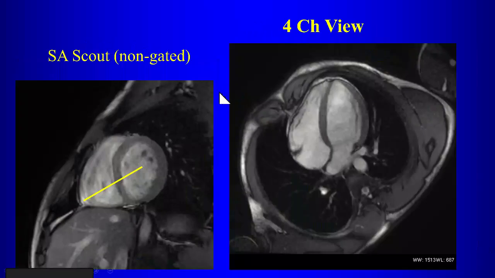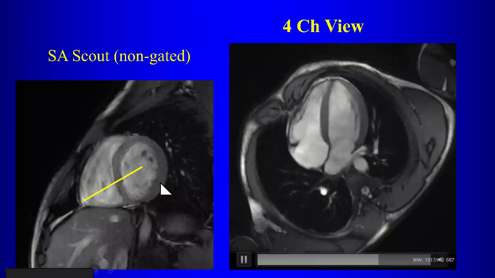Now what are we going to do? Well, if you take this particular short axis scout view, here's the left ventricle, here's the right ventricle. We take the midpoint of the left ventricle and run a plane from that through the apex of the right ventricle. That is a four-chamber view.